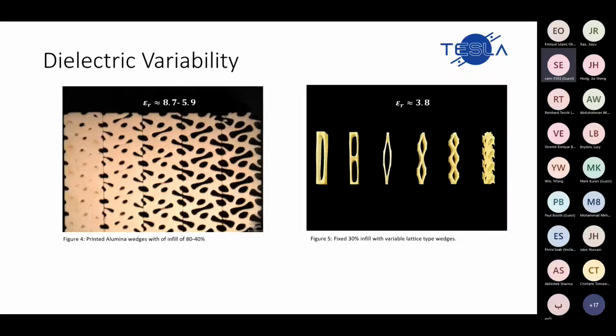They were quite difficult to clean as the narrow channels make it almost impossible to remove all the slurry, as you can see on the right-hand side. And these achieved dielectric constants of around 8.7 to 5.9 from a reference of 9.5.